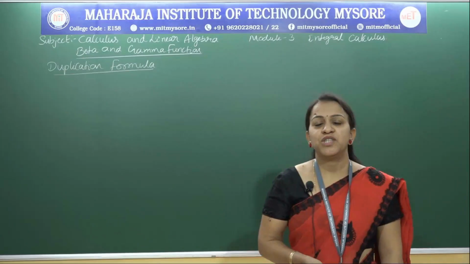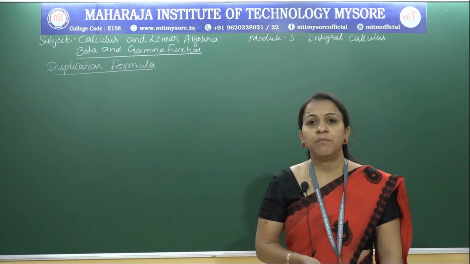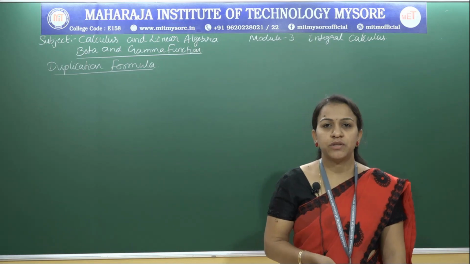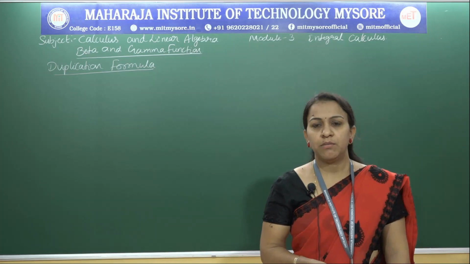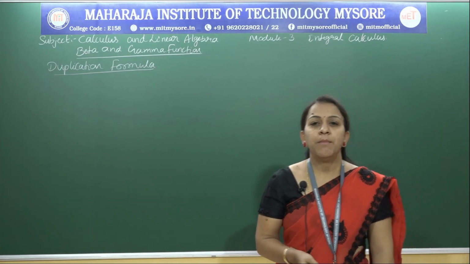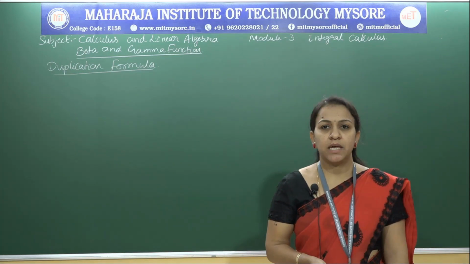Everyone. In the previous session, we defined the special functions, that is beta and gamma functions, and also we derived the relation between beta and gamma function, that is beta of m comma n is gamma n into gamma m by gamma m plus n, right?